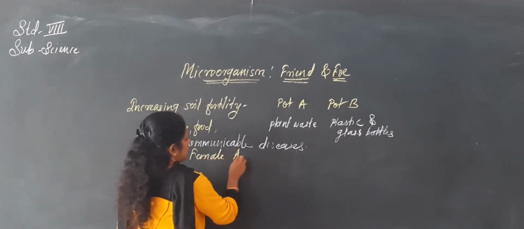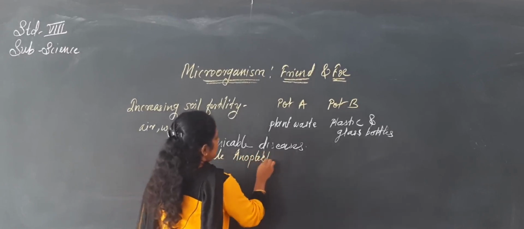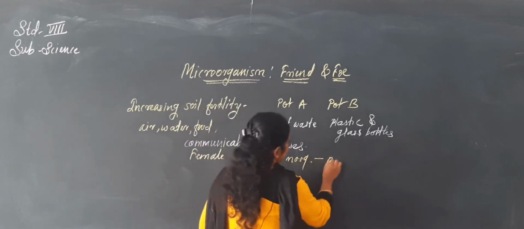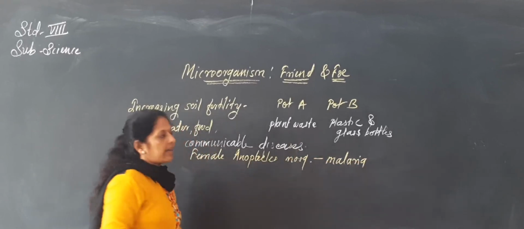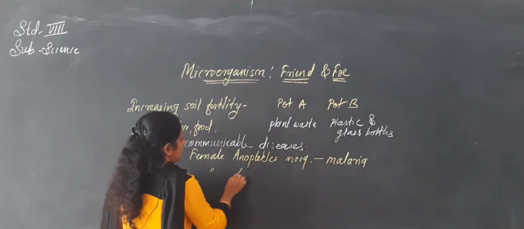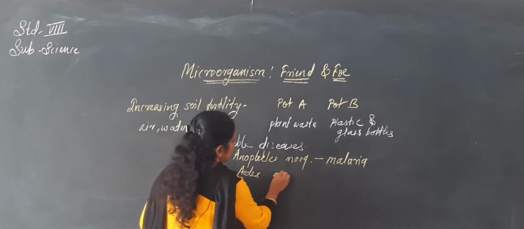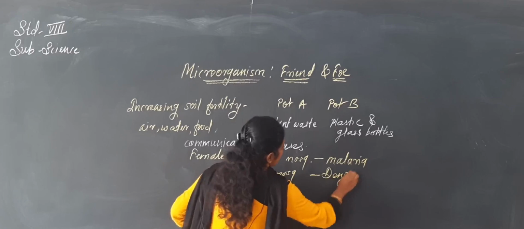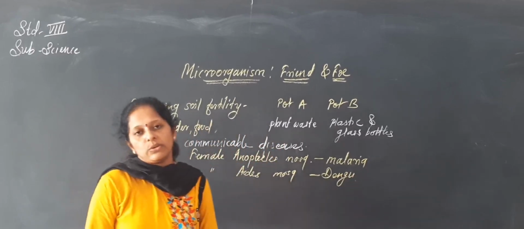The female Anopheles mosquito carries the malaria virus. Another is the female Aedes mosquito, which carries the dengue virus. So malaria and dengue viruses are carried by mosquitoes.